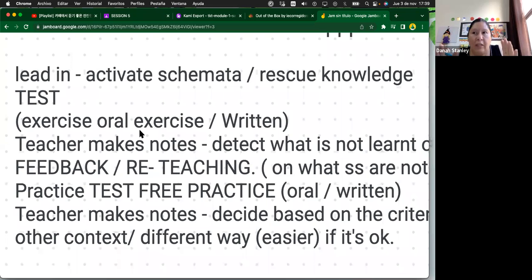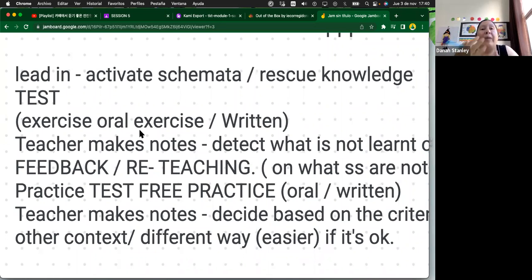If my main objective when I made my presentation was that the students may be able to describe habits and routines, I need to go back to the main objective of the lesson. And based on that objective, that is going to be the criteria I'm going to use to evaluate if the students do it or they don't do it.